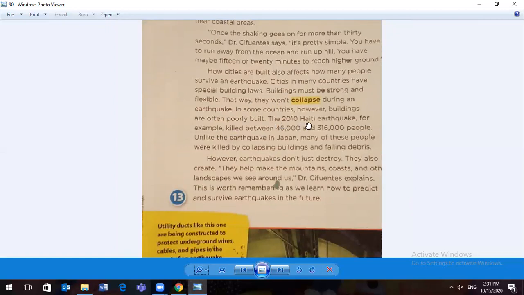In the 2010 Haiti earthquake, for example, between 46,000 and 316,000 people were killed. Unlike the earthquake in Japan, many of these people were killed by collapsing buildings and falling debris. However, earthquakes don't just destroy, they also create.